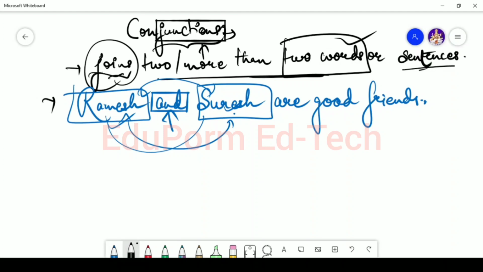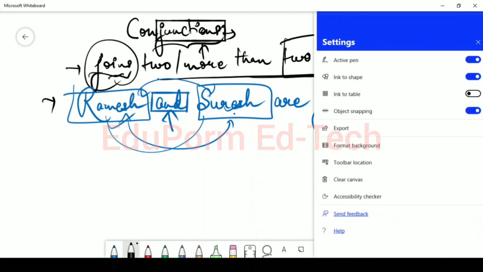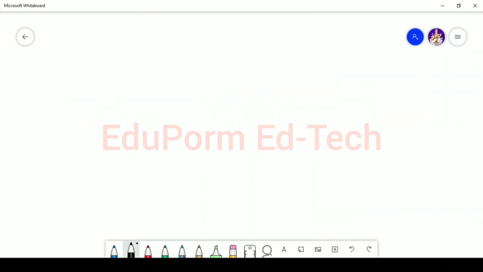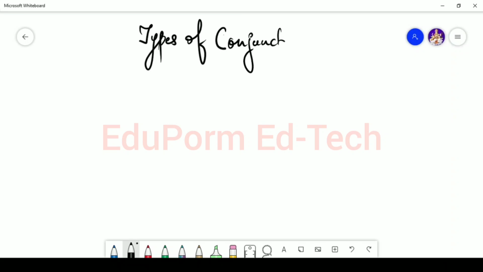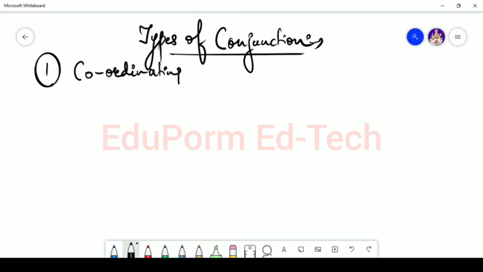Now we are going to talk about the types of conjunction. Let's see the types of conjunction. Now the first one is, see, basically there are three types of conjunction. The first one is known as coordinating conjunction.